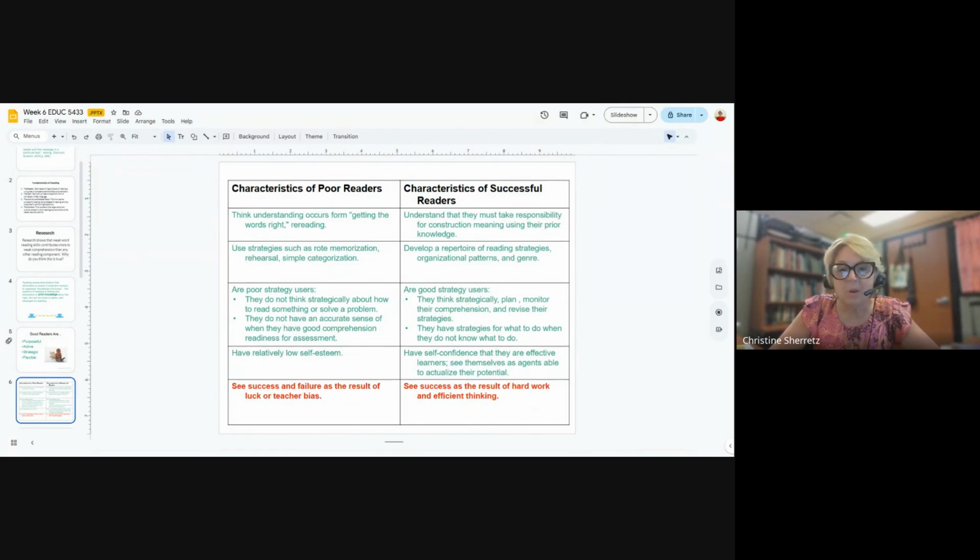And successful readers are confident, they are effective, they see themselves as the agent to help them read. And they also see the result of hard work and efficient thinking. And poor readers many times will feel like, I didn't get it because the teacher doesn't like me or there's some kind of bias. So that's something to consider.